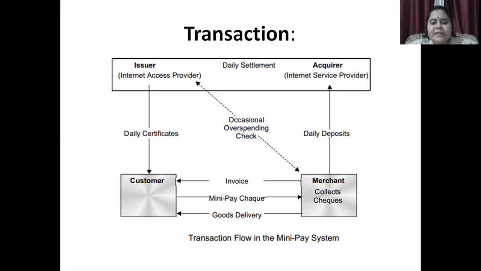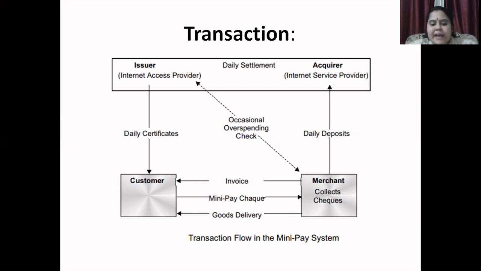Next, if the daily spending limit is not exceeded, the merchant immediately delivers the requested information and stores the payment order offline. If the daily spending limit is exceeded, the merchant contacts the issuer to confirm the payment order. The issuer can confirm or deny the request.